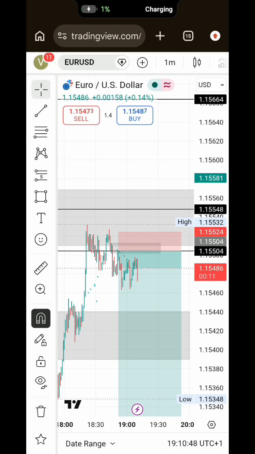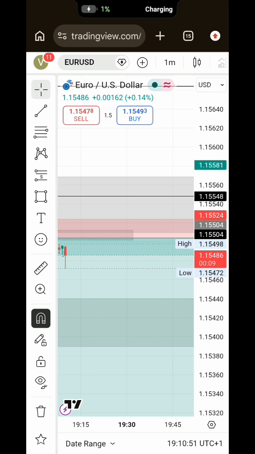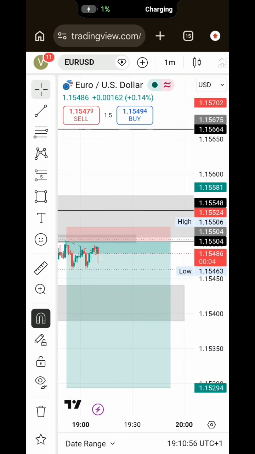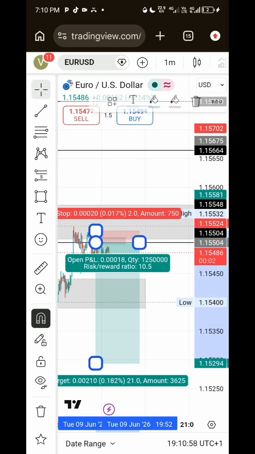Alright, so I'll be waiting for market to do two things: either hit my stop loss or hit my take profit, and every trade is a lesson.